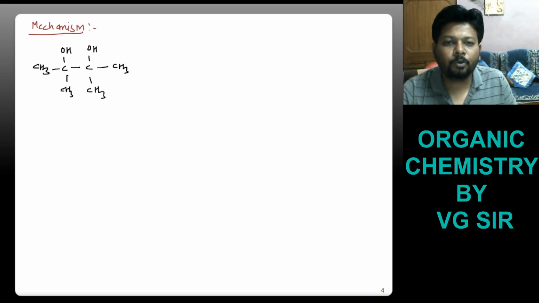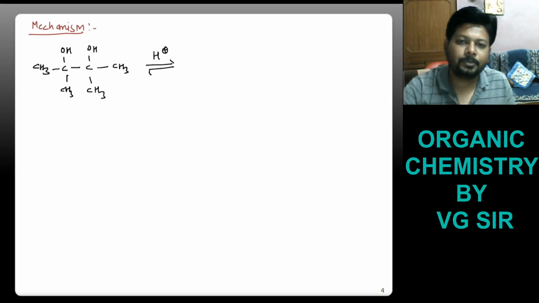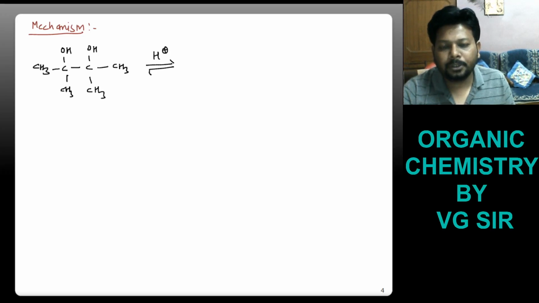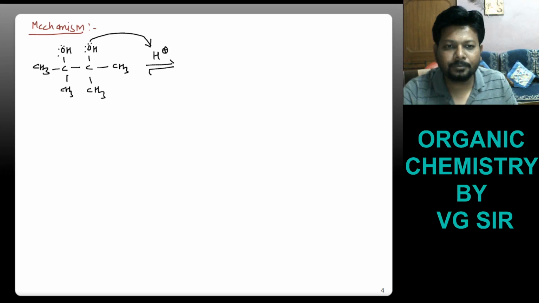We are taking pinacol, and here we have a proton, that is H plus. What will be the reaction between this reactant and H plus? If you can see, each OH group has two lone pairs, so they can act as a nucleophile, and this H plus is electron deficient, so it can act as an electrophile. So H plus is acting as an electrophile and the diol is acting as a nucleophile. Any of the two OH groups can attack this H plus.